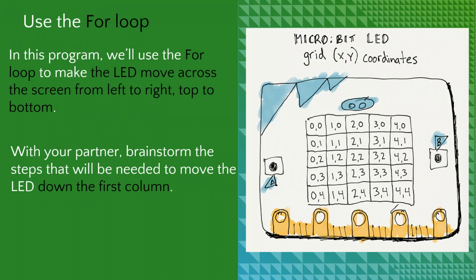Remember, we want our program to blink the LED across the top row. Then move to the next row and blink across. Then move down a row and blink across, all the way to the end. Take a minute to think about what we are going to need to do to get it to go down in a column.